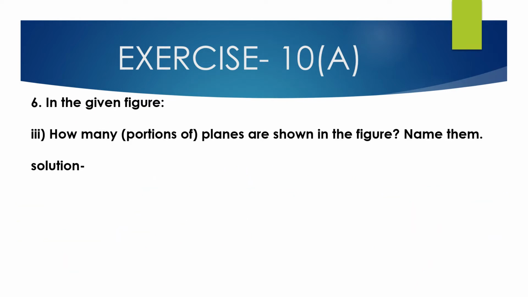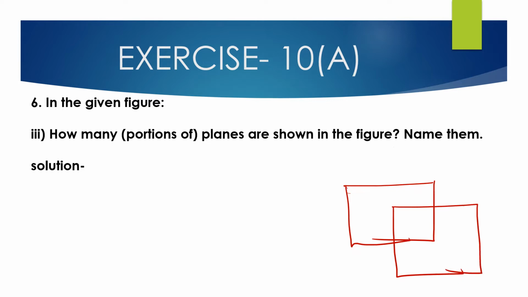Now question number third view. How many portions of planes are shown in the figure? Name them. First we draw the given figure. This one is A, B, C, D, E, F, G. This one is H.